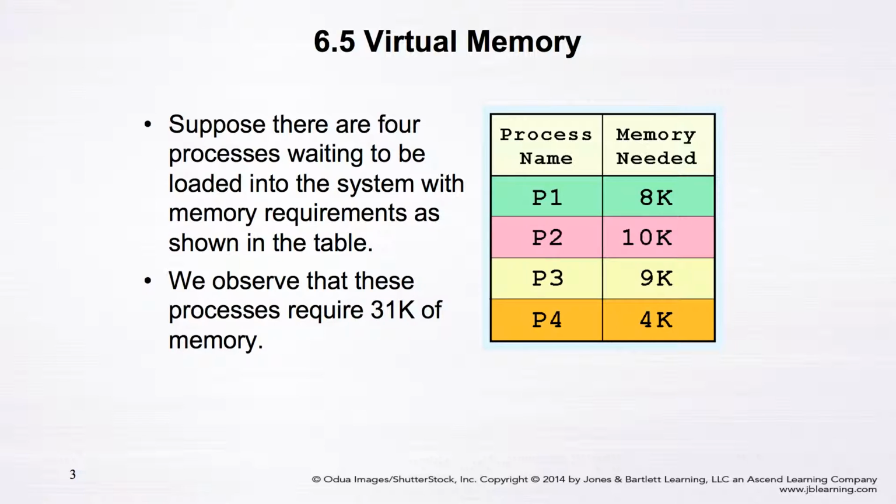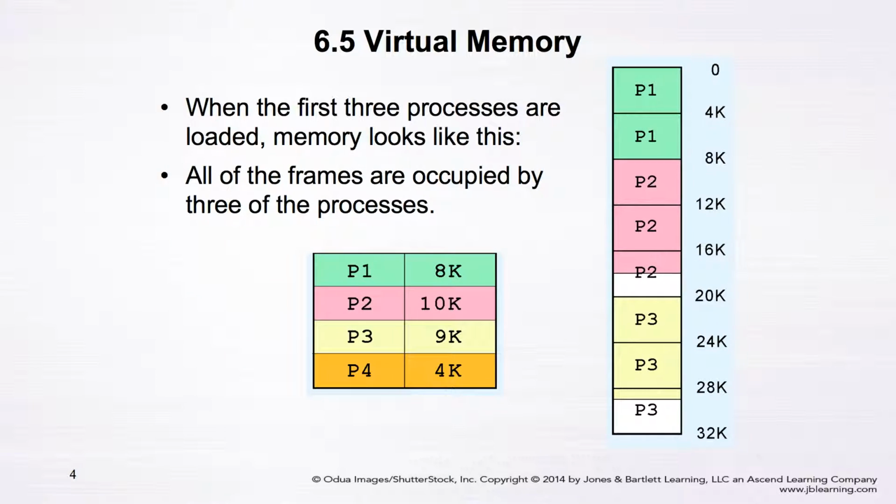So suppose we have 4 processes waiting to be loaded into the system with the memory requirements shown in the table right here. We have processes P1 to P4, with the memory needed being 8 kilobytes for P1, 10 kilobytes for P2, 9 kilobytes for P3, and 4 kilobytes for P4. The total memory requirement for the 4 processes is 31 kilobytes. This is smaller than the system memory capacity, so it should fit into the memory. However, due to fragmentation, it's impossible to fit all 4 processes into the memory using paging. So here's the problem.